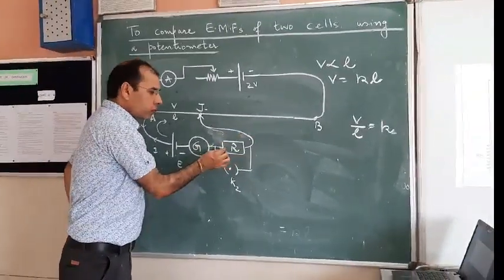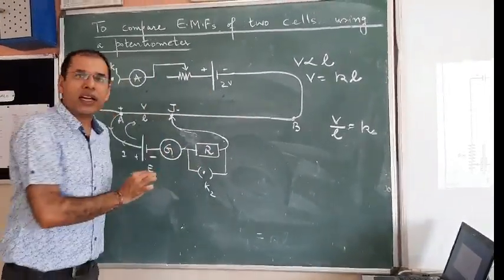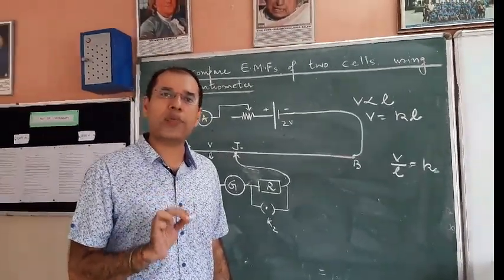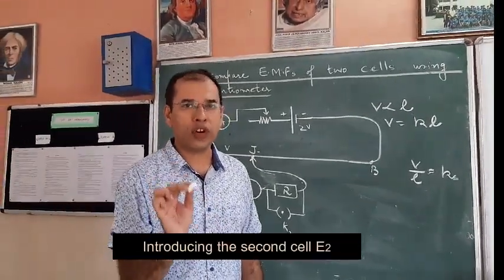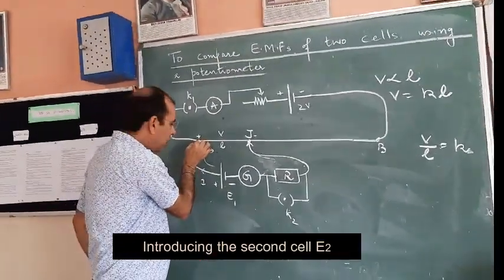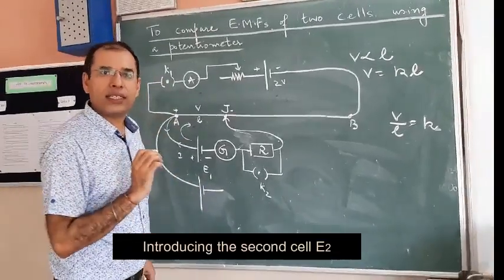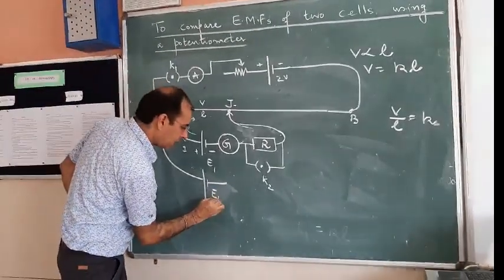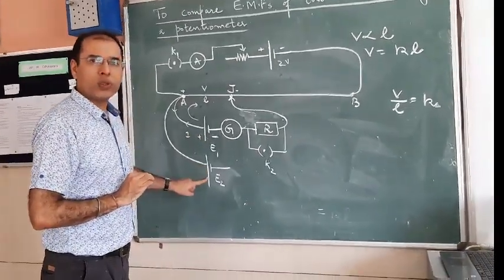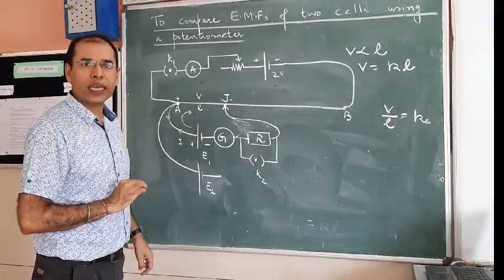Now, after doing this, we have only made this diagram for one cell. But what we have to do is compare the EMFs of two cells. For that, we are going to take another wire from point A and put another cell, say the Daniell cell E2. Make sure that the positive terminals of E1 and E2 are both connected to the same point A.